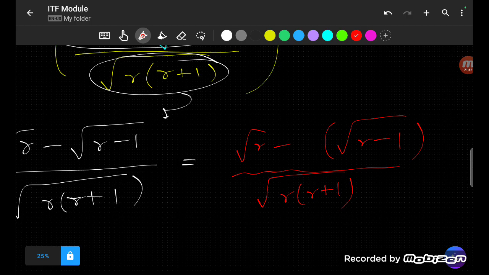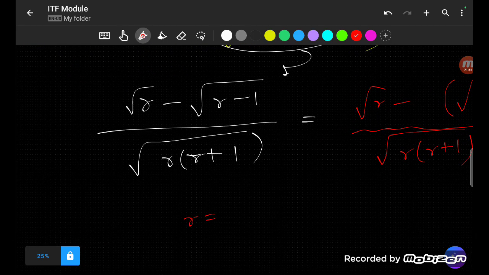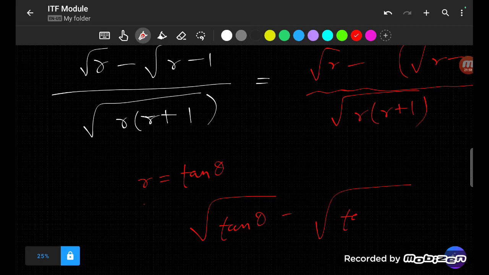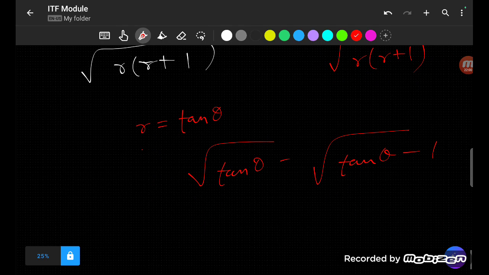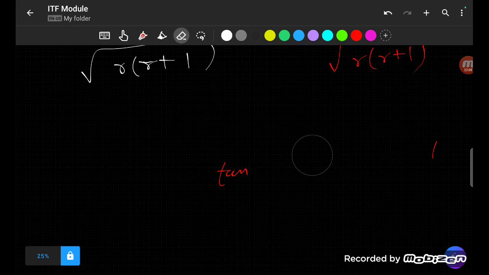What if it were to take r as something here? Try to put r as tan theta. If I were to put r as tan theta, what do we get? We get root tan theta. Tan theta is 1 upon under root tan square theta plus tan theta. No, that won't work. I don't think so.